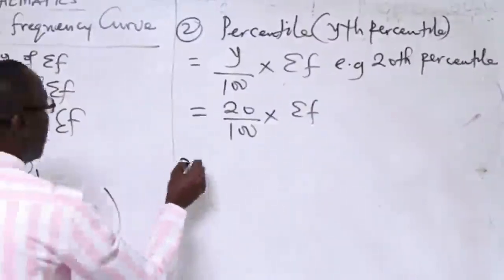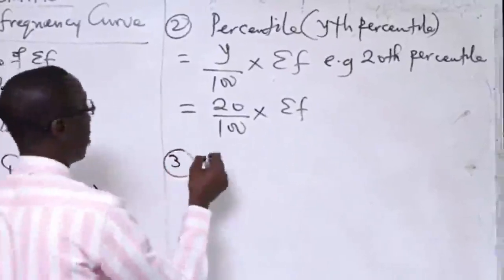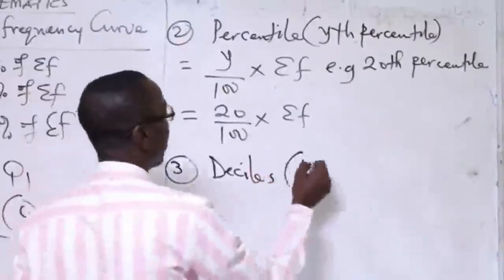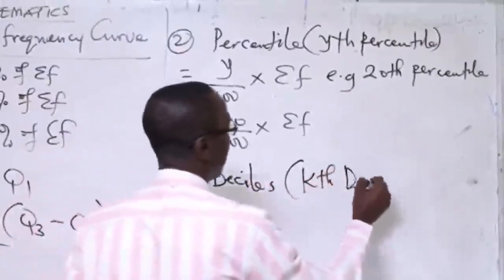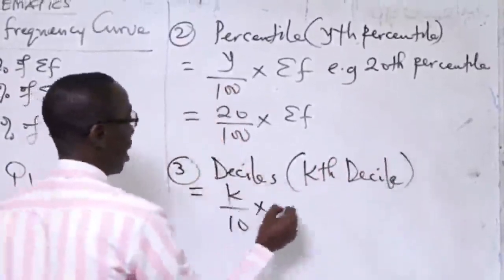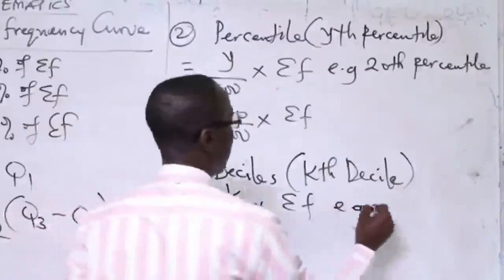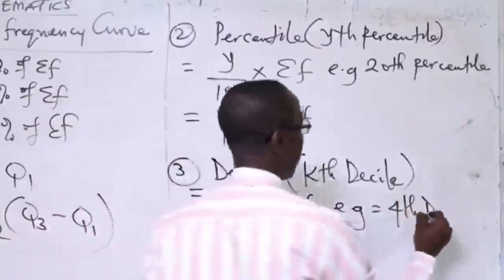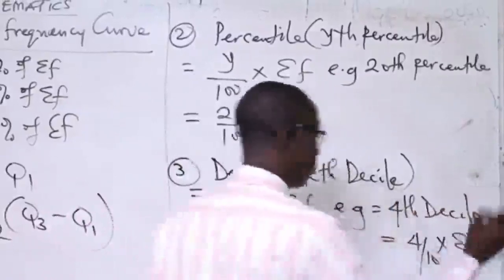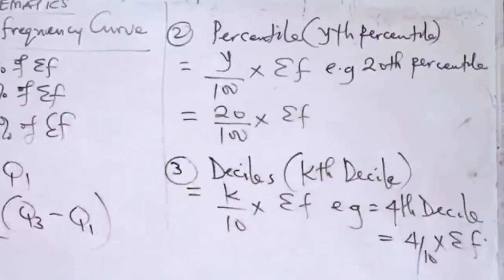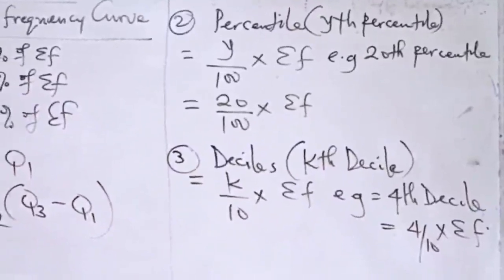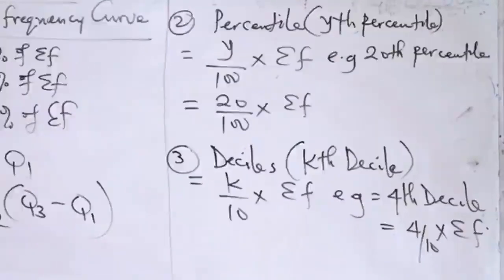Three, you also know that deciles are part of what we should know. If I'm at the kth decile, it is the same thing as k over 10 times summation F. For example, the fourth decile should be 4 over 10 times summation F. This is telling us that these formulas are things that we will need, and we should please go back to all what we have said on them before to actually refresh our memory.